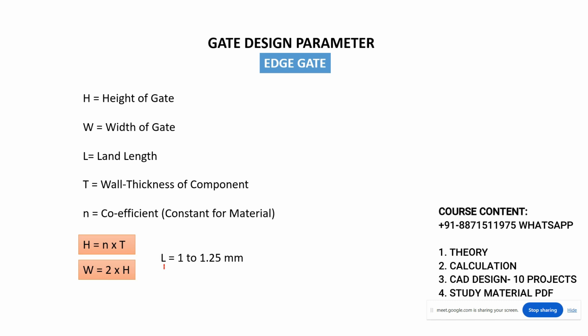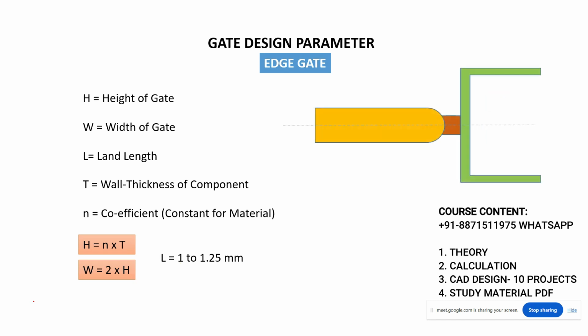Now see L, which is the length. You can take 1 to 1.25 maximum for the edge gate. For the edge gate, you can take 1 to 1.2. Why am I taking this range? Tell me. The first point should be satisfied, which is that it is easily removed. That's why I am taking from 1 to 1.25. And there will be very less mark on the component because of this. Understood? If you have any question or query during this slide, please ask me.